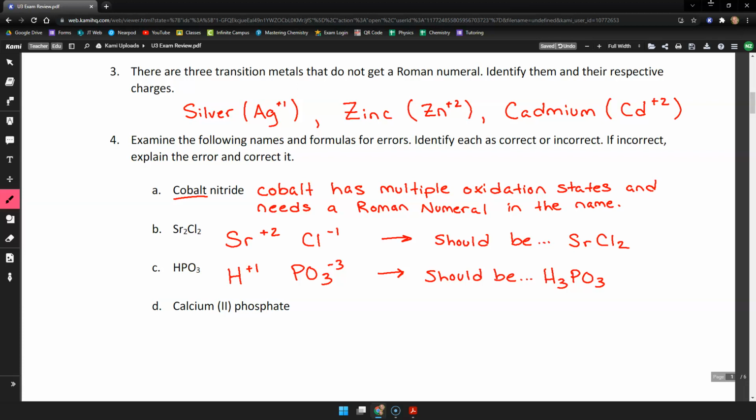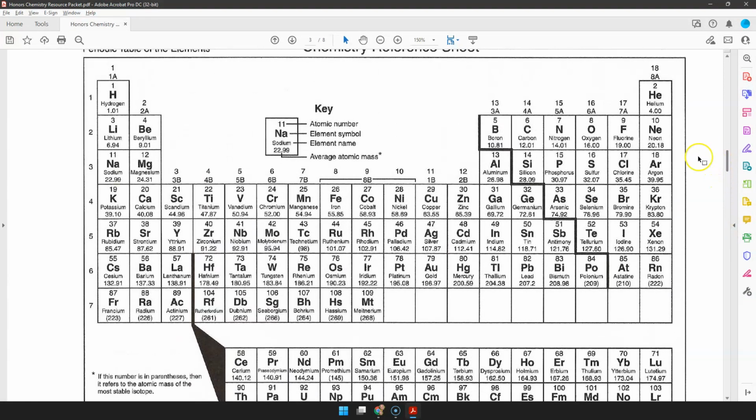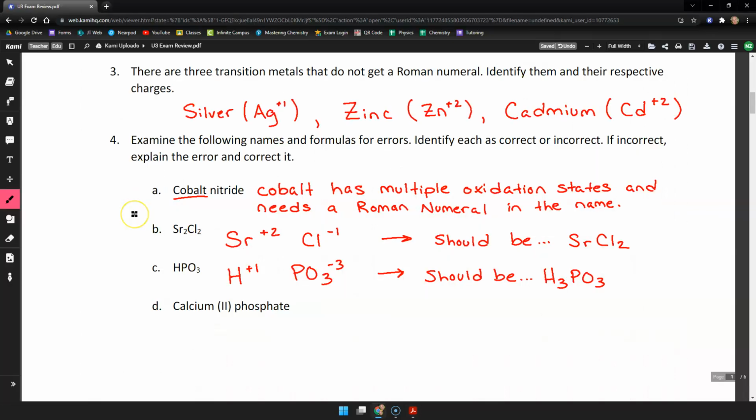All right, calcium 2 phosphate. Okay, well, let's just double check because I don't think calcium is in the transition metals, is it? No, calcium's right here. So calcium doesn't change its charge. It's always going to be a +2 charge. So here, calcium doesn't have multiple oxidation states.